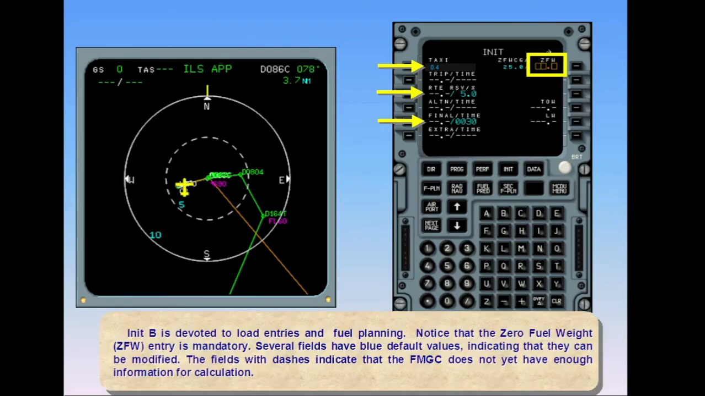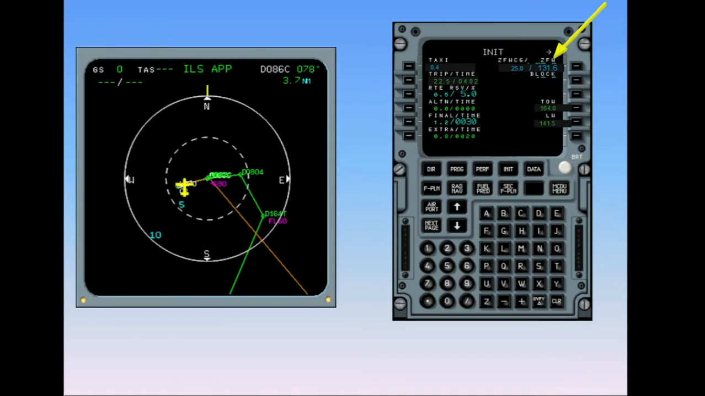Once the zero fuel weight has been entered, the next mandatory entry is block fuel, actual fuel on board. As soon as these entries are made, the FMGC starts to compute its predictions. All dashes are then replaced by the results. Non-modifiable results are shown in green. Items in blue can be changed.